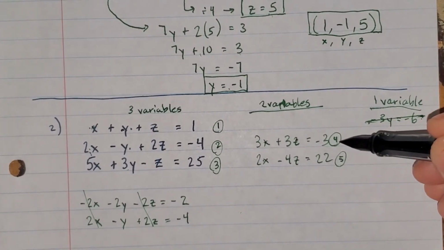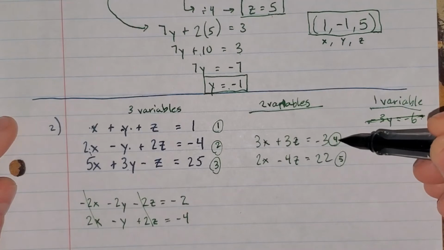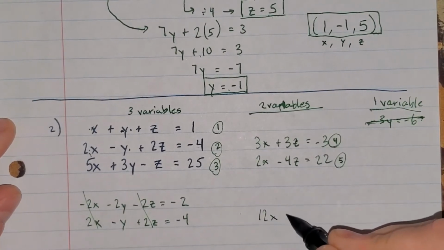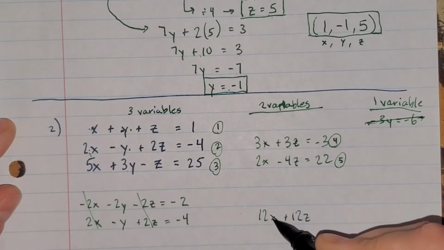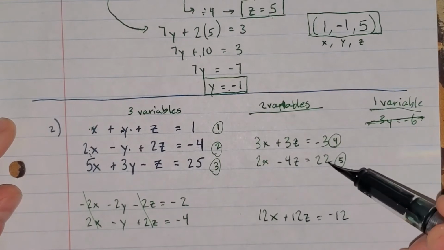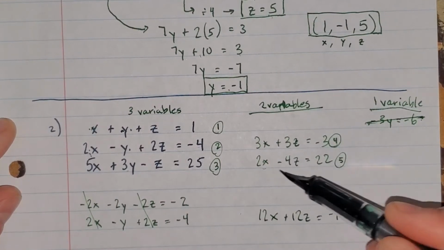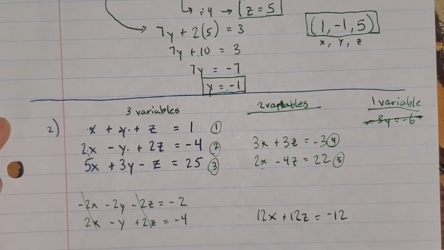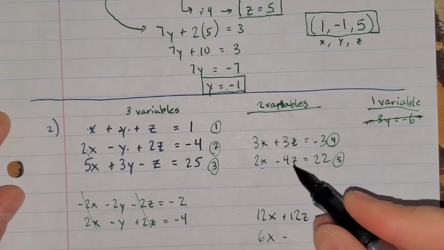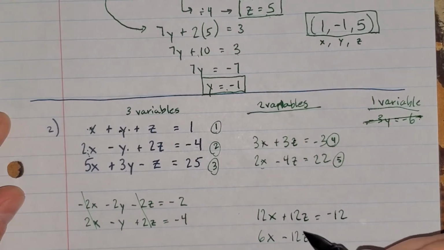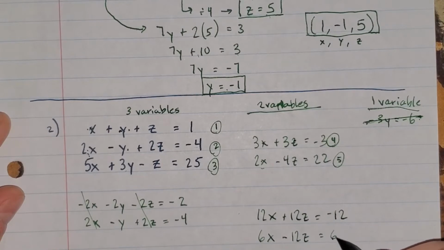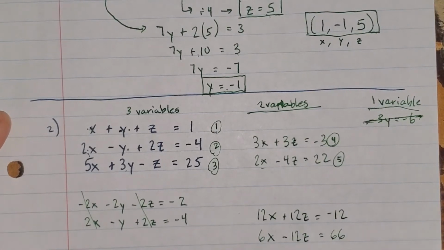So I'm going to take equation 4 and I'm going to multiply it by 4. What do I get? I get 12x plus 12z equals negative 12. And then I'm going to multiply this equation, number 5, by 3. Right? So 2 times 3 is 6, and 4 times 3 better be negative 12 because the whole point was to get rid of z. And then 22 times 3 is 66. And we're going to add those together.